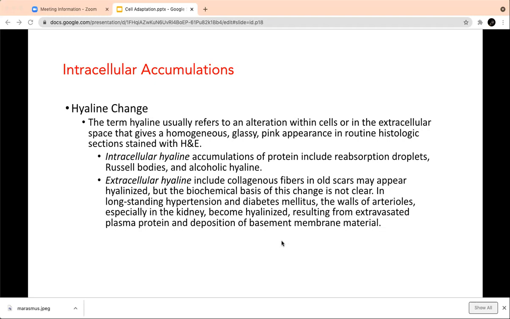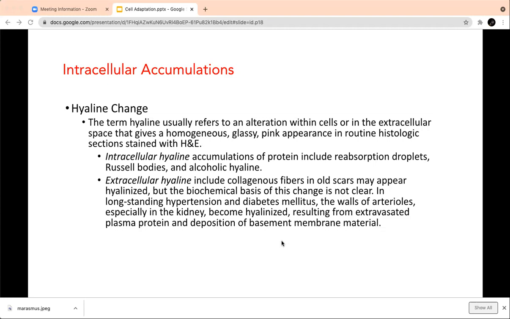And for your extracellular hyaline, usually ito yung mga chronic condition na, no? Such as in your collagenous fibers, in old scars, they may appear as hyalinized. Although yung biochemical basis natin dito hindi talaga clear, pero based on the H&E findings, they appear as homogeneous glassy pink appearance. So they most likely parang hyaline sila.